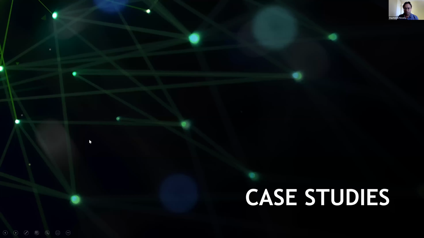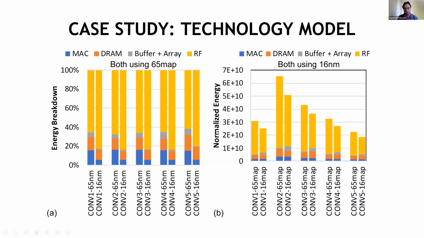Okay, so let's walk through some case studies. So these are some experiments we conducted using the infrastructure. They just highlight a few different ways in which you can use the tool. So the first case study is actually very, very interesting. This is focusing on the need for a good technology model. So let's look at the left-hand side chart first, the A part of the chart. The big steps on the x-axis refer to a particular workload, so Conv1, Conv2, Conv3, etc.